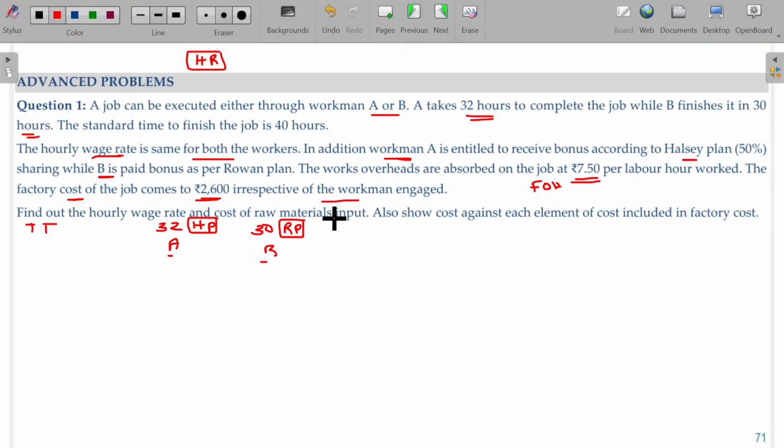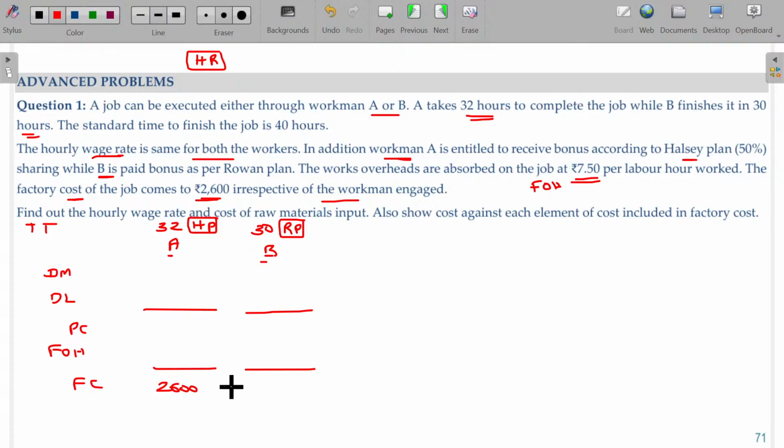Whoever the worker may be, whether A or B, the factory cost is the same, 2,600. Find out the hourly wage rate and cost of raw materials input. Also show cost against each element of the cost included in factory cost. What items fall under factory cost? Direct material, direct labor, which gives prime cost, plus factory overhead, which gives the factory cost. Factory cost being 2,600, whether the work is done by A or B, it remains the same.